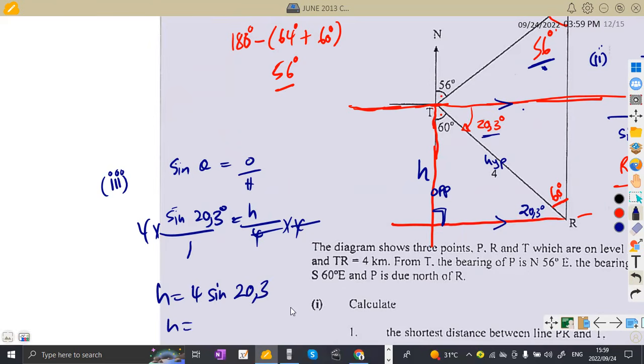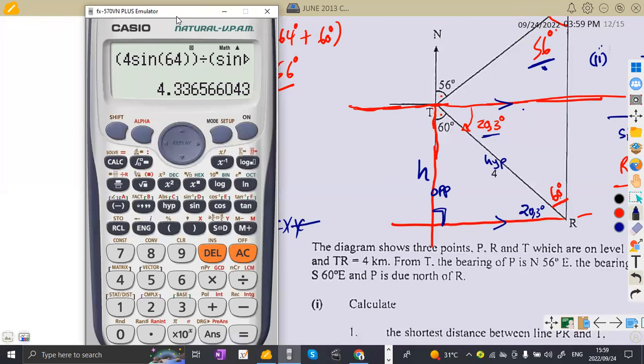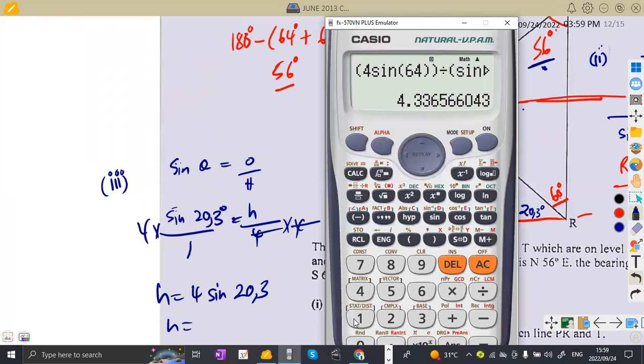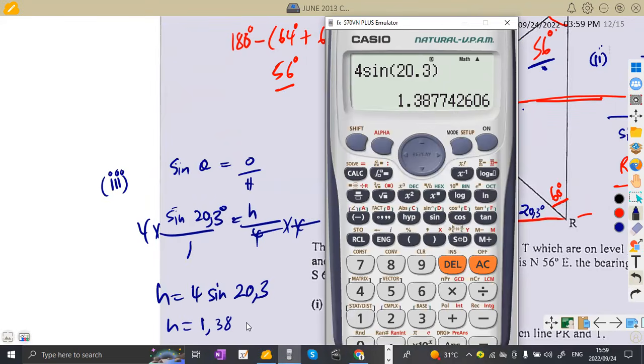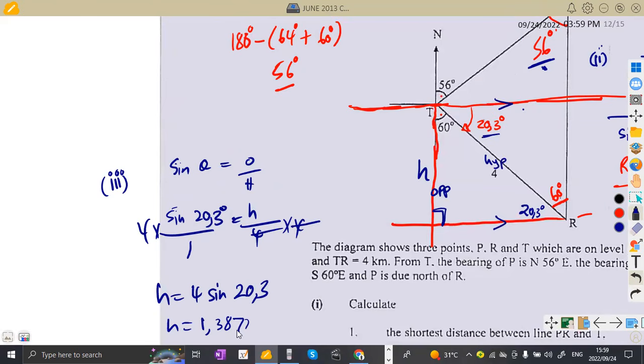Okay, so let us see what our h is going to be. 4 sine 20,3, like this. So this is what you're going to get: 1,38, something like that. Let me see here, 387. So the 7 can change this into 9. So it's going to be 1,39 kilometers.